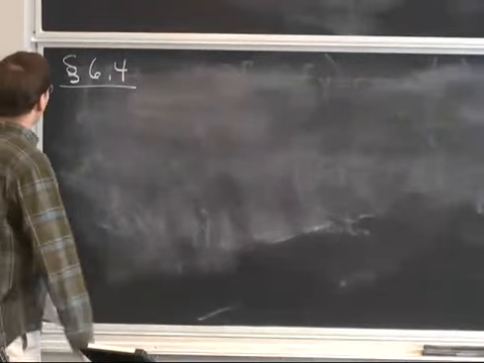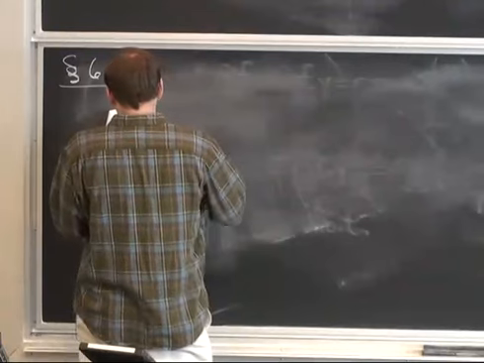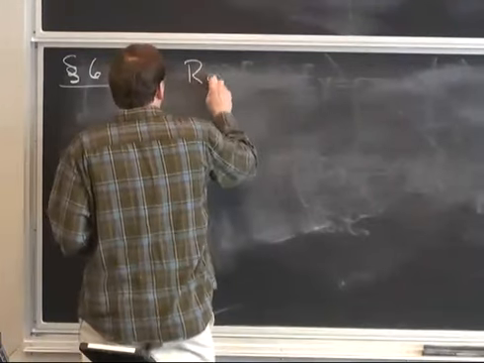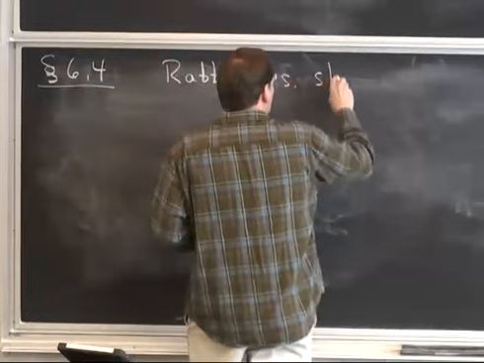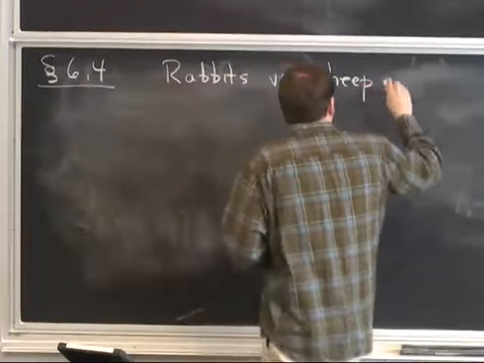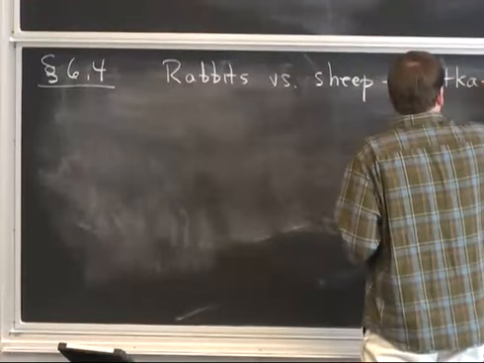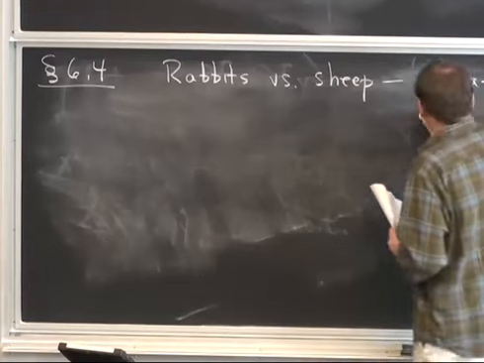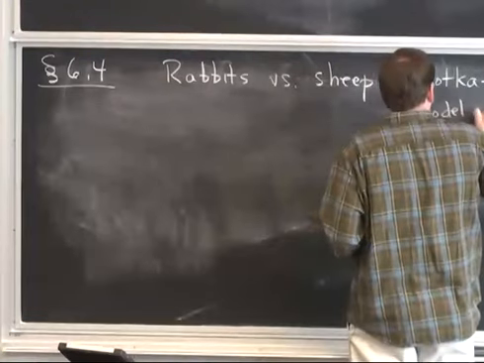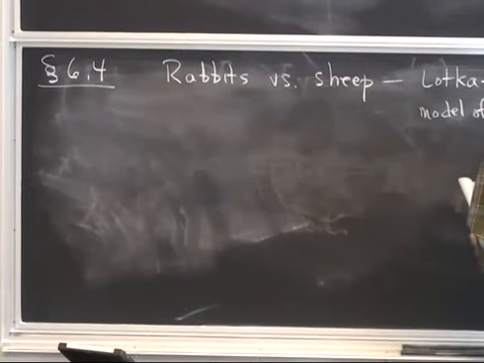Anyway, section 6.4 in the book has to do with what I'm going to refer to as rabbits versus sheep. So it's a simple model of competition that goes back to scientists named Lotka and Volterra. So, competition between two species.